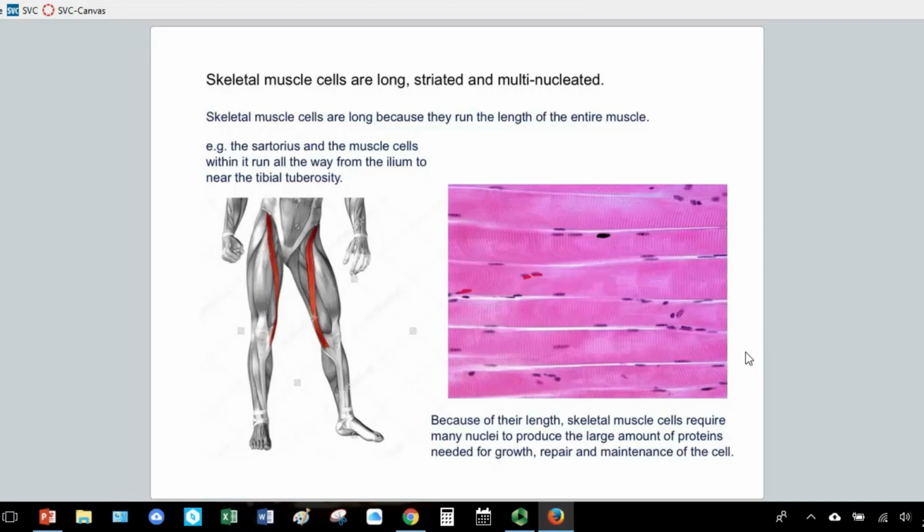And why is that the case? It has to do with their length. Basically, the sheer size, the sheer length of the skeletal muscle means that you have to have a lot of nuclei in there producing new proteins. You have a high turnover of proteins within a skeletal muscle cell because of its length, and you need lots of nuclei pumping out new proteins to replace those.